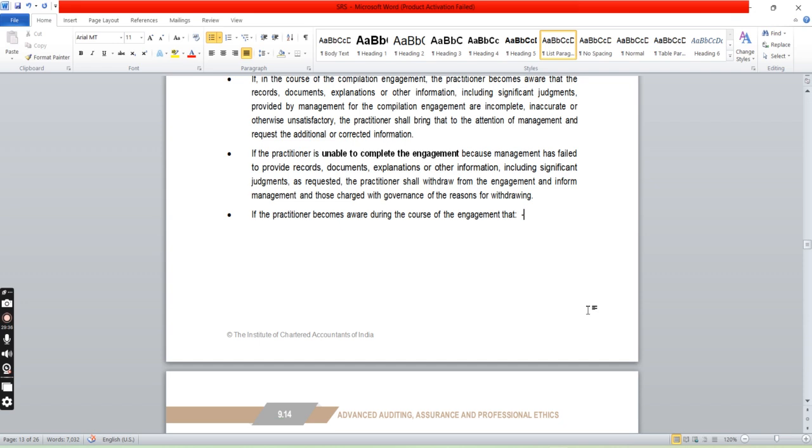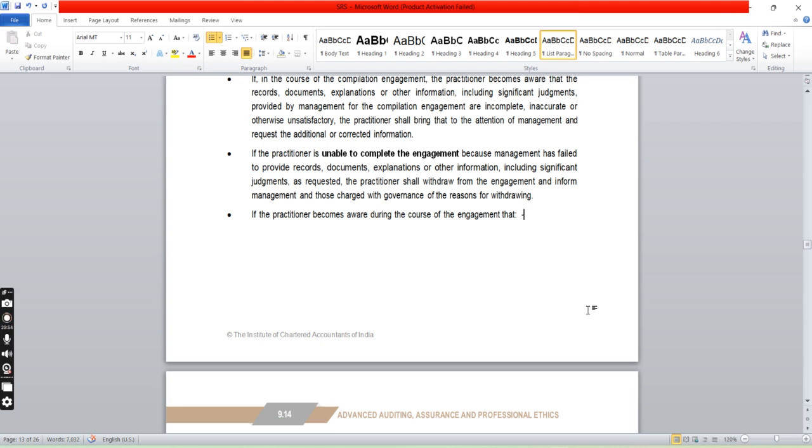If the practitioner is unable to complete the engagement because management has failed to provide the records, document, explanation, other information including the significant judgment as requested, practitioner withdraw kar lega from the engagement and inform management and those charged with governance of the reason for withdrawing.